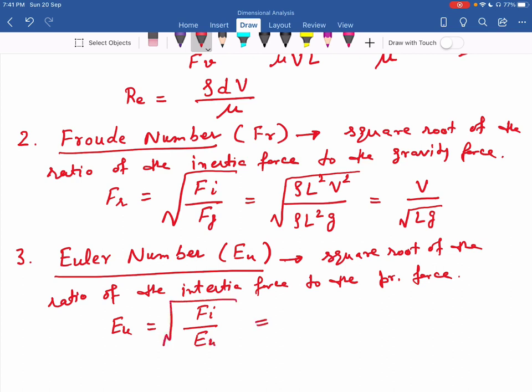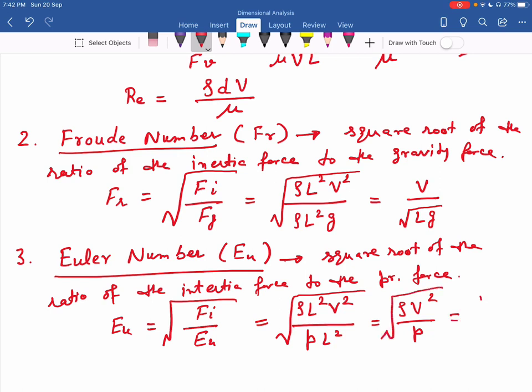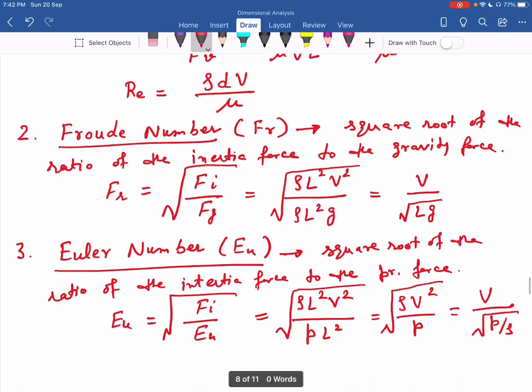So put the values of Fi and Fp. So rho L square V square, and Fp is P L square, under root. So this comes out to be rho V square upon P. Sorry, this is P, not rho. It is P L square under root, or it is V upon root of P by rho. That is the Euler's number.